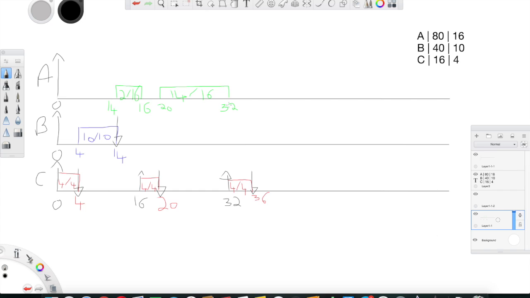And then at clock tick 36, how many tasks are remaining in the system? Only one, which is task A. Therefore, from 36 to 38, what will happen?